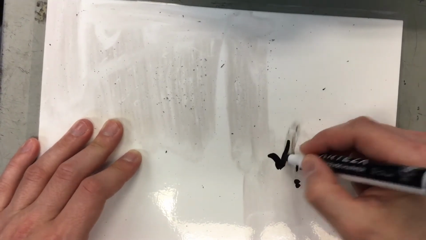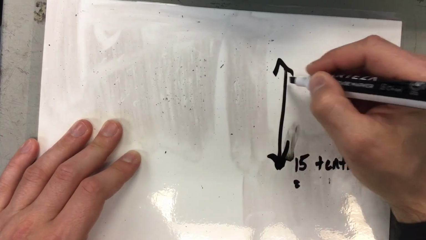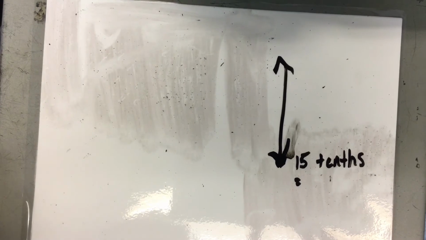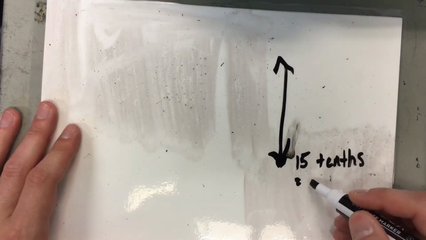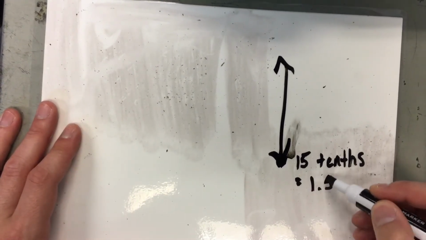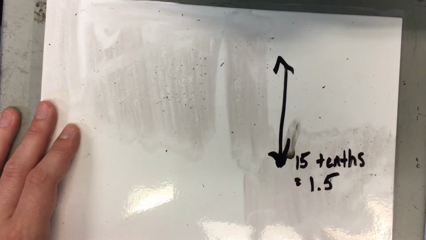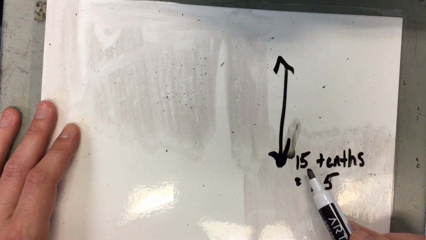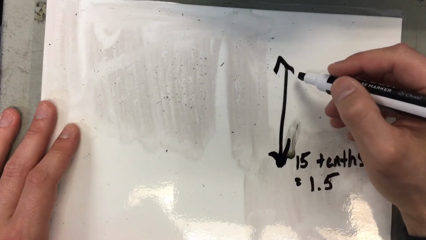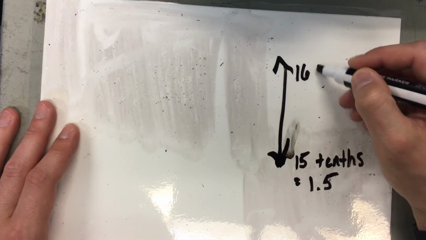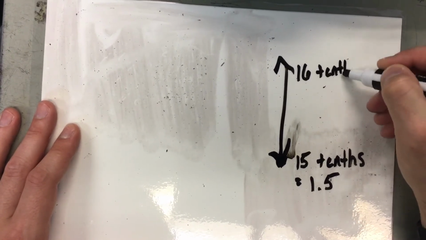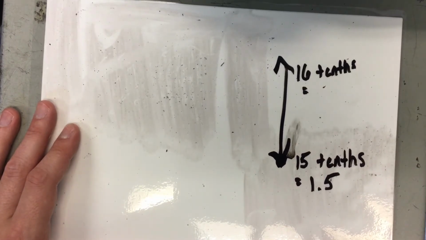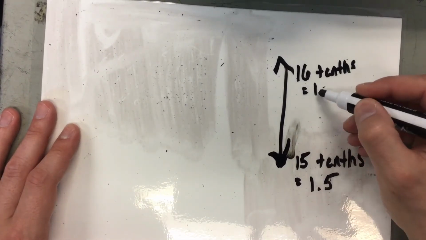Now, what does 15 tenths look like when I write it in standard form? So 15 tenths would be the same thing as 1 and 5 tenths, or 1.5. Now, what's one greater than 15 tenths? Well, if I add one more tenth, that would give me 16 tenths. So what's 16 tenths equal to in standard form? That would be 1.6.